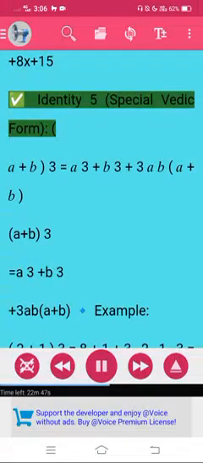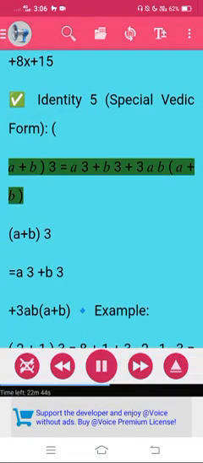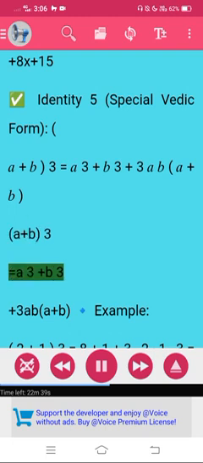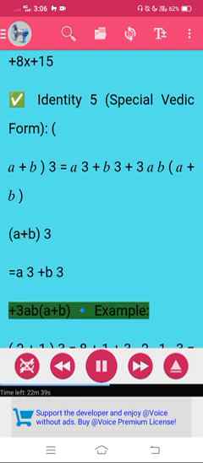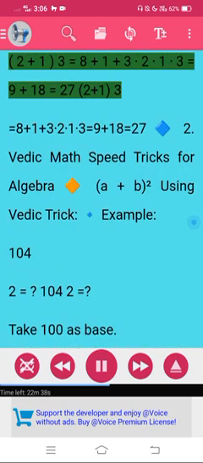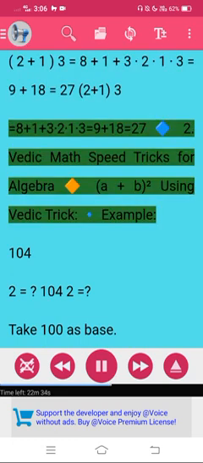Check mark, identity 5, special Vedic form. (a plus b) cubed equals a cubed plus b cubed plus 3ab(a plus b). Example: (2 plus 1) cubed equals 8 plus 1 plus 3 times 2 times 1 times 3 equals 9 plus 18 equals 27.